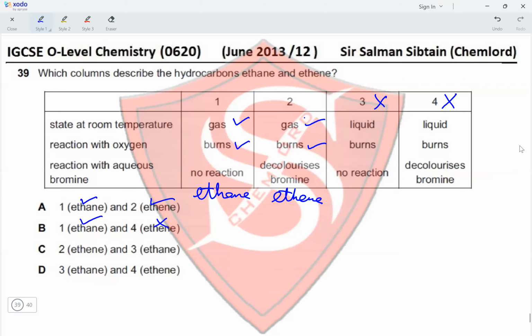One is ethane, four is incorrect. Two is ethene, three is incorrect. Three and four are incorrect. Therefore, option A is the correct option for this question.